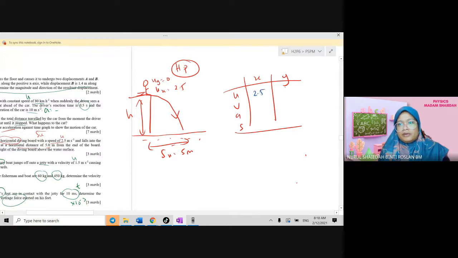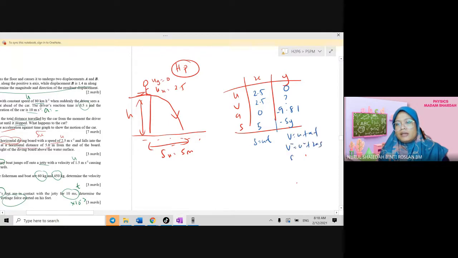U is 2.5, V is 2.5, don't know. S is negative 9.81. SX is 5, this one don't know. But this one should be negative because it is going down. Okay, so we want to find height. But this one, the SY, later we convert the height to positive. All of these use the formulas that we have.